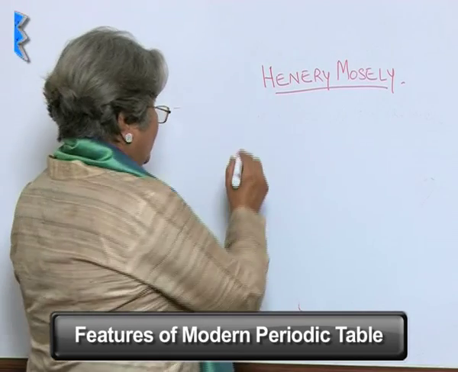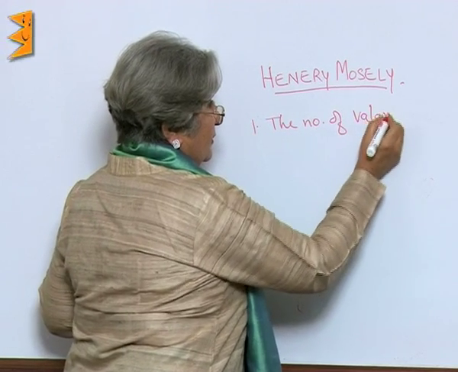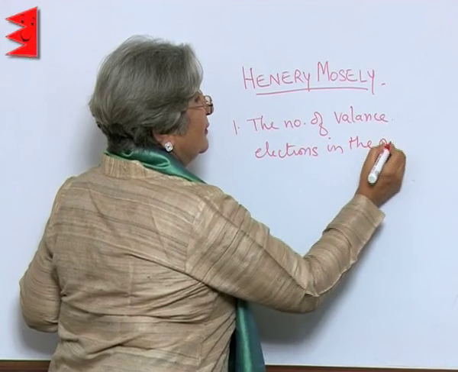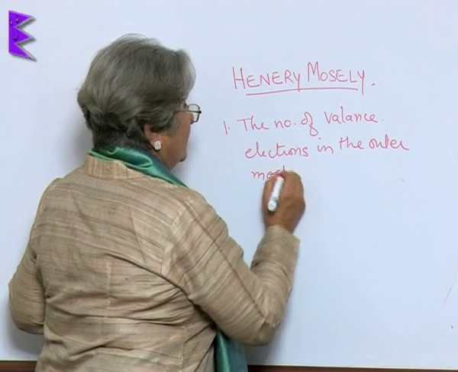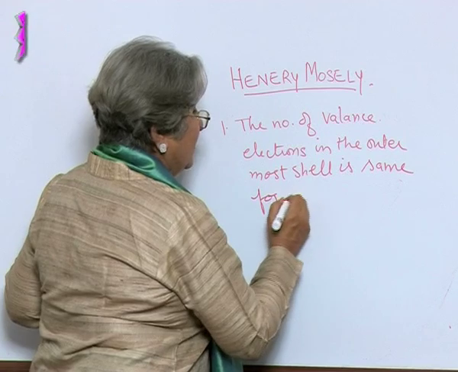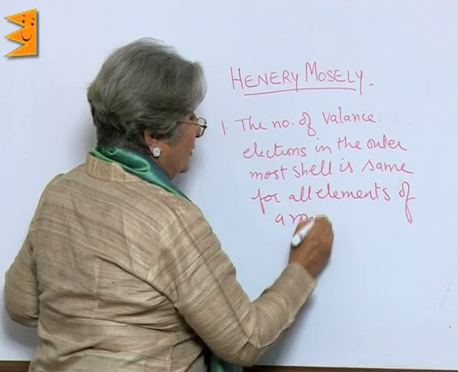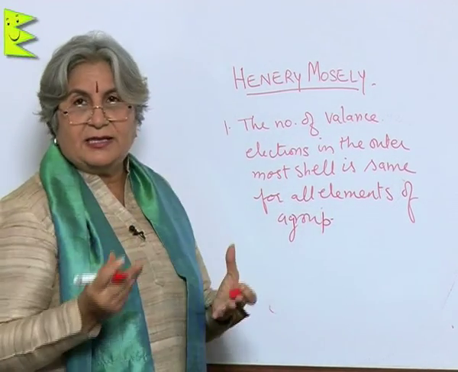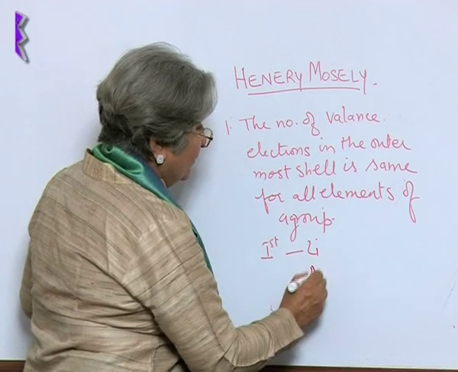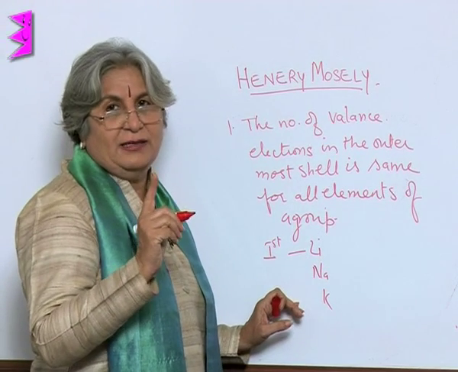First point is that the number of valence electrons in the outermost shell is the same for all elements of a group. Let us take the case of the first group, whether it is lithium, sodium, potassium and so on. In every case, the valence electron is 1 in the outermost shell.